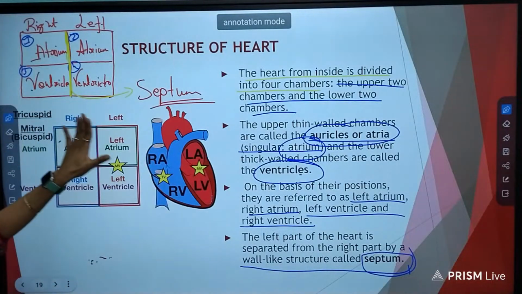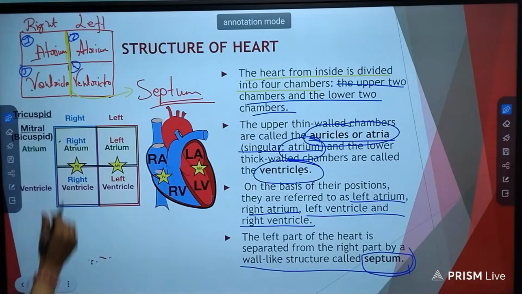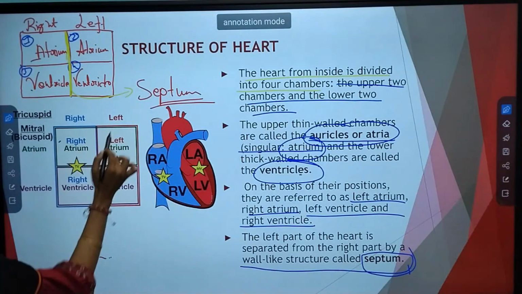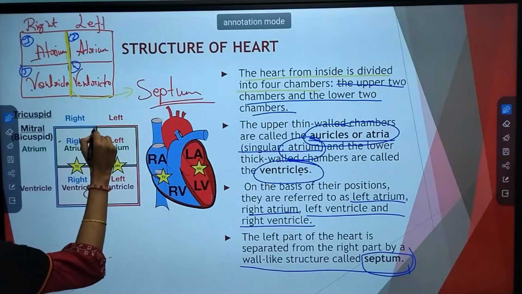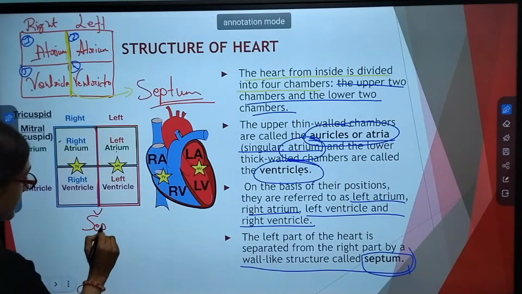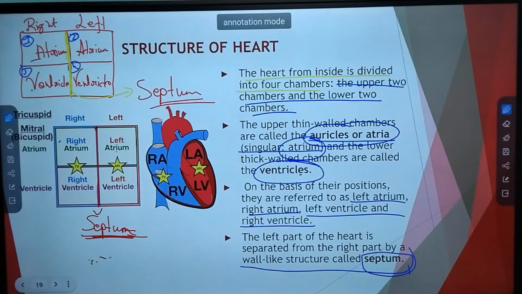Now just look at this picture. What I have done, is it similar? Right atrium, left atrium, right ventricle, left ventricle, and this wall is septum. Done? This much for this. Now just see another two things.